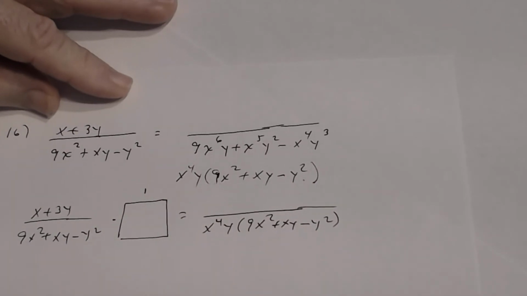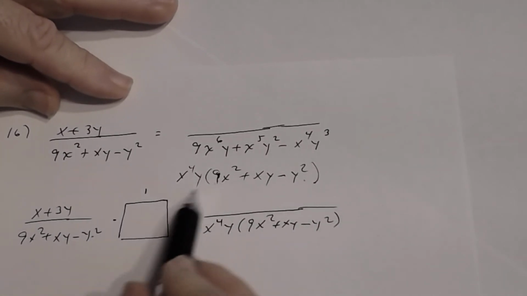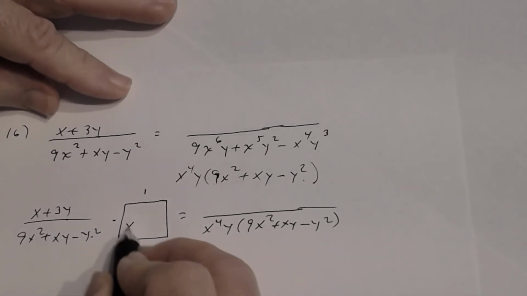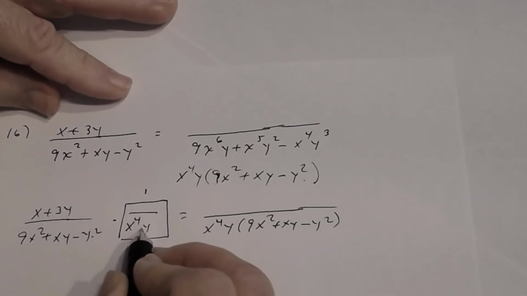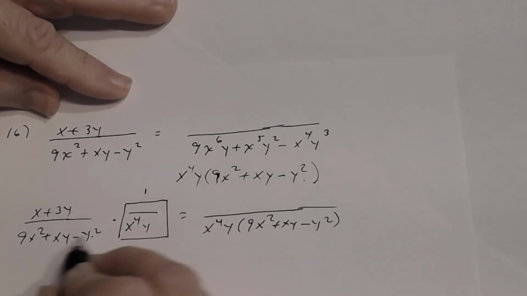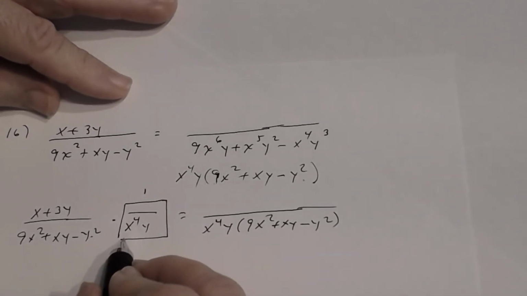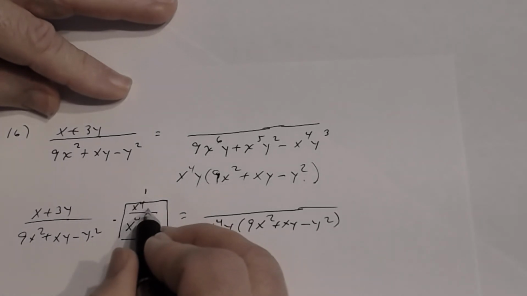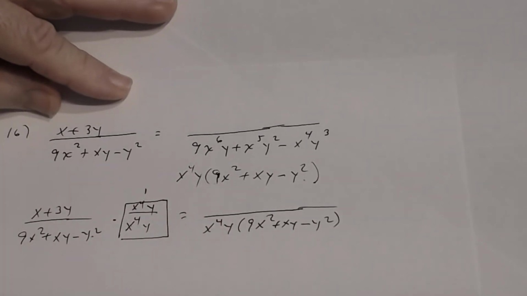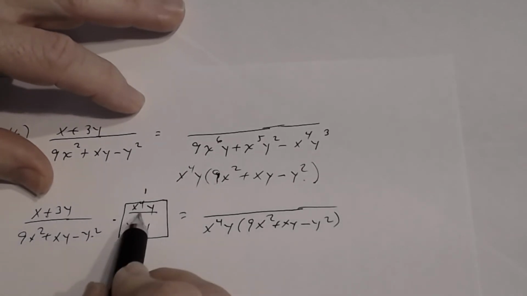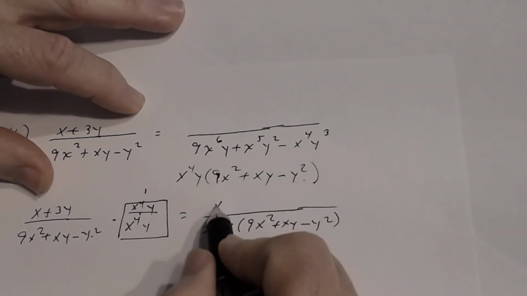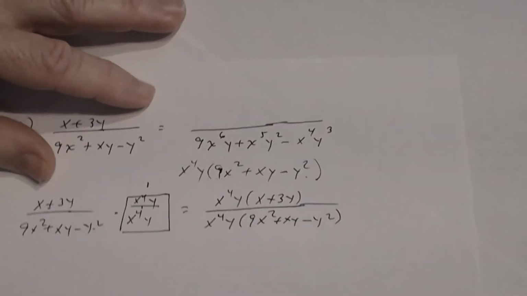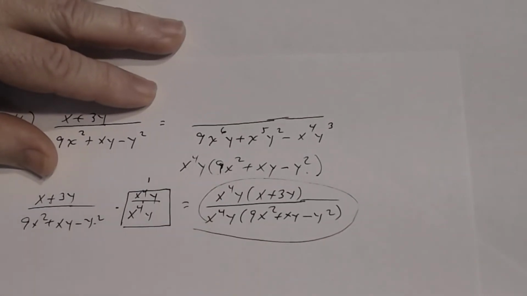And so when I do that, I know that I got to multiply this by this to get this. So x to the fourth y. But what I do to the denominator, I got to do to the numerator. So when you multiply fractions by a number, the numerator and denominator must be multiplied by the same factor. And so therefore I get this binomial times this monomial. So I get x to the fourth y times x plus 3y. All right, and so that would be your equivalent rational expression, that right there.